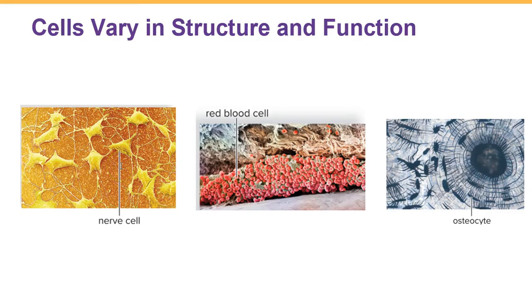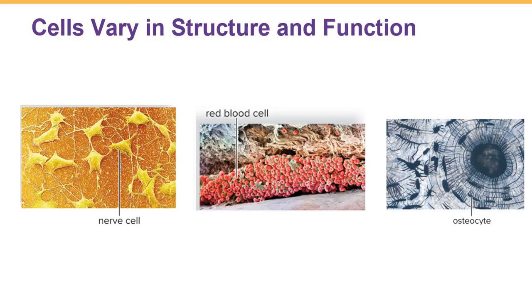As you can see in this picture, we find different kinds of cells, like a nerve cell, a red blood cell, and an osteocyte. These are examples of different cells we have in our body.